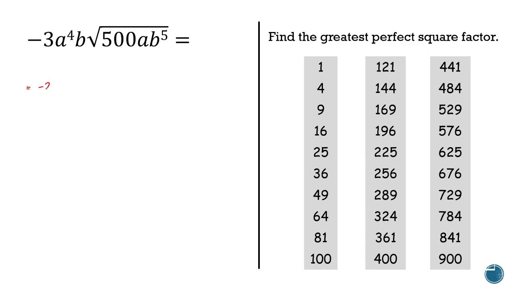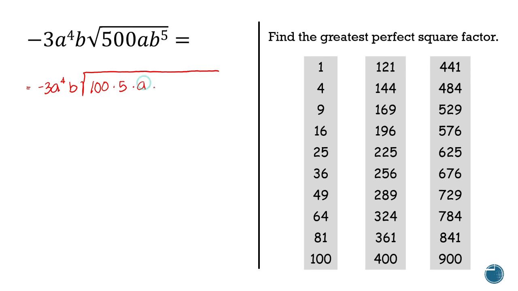Again, so this will be negative 3a raised to 4b, and then we need to factorize that 500. What is the highest perfect square factor of 500? The greatest perfect square factor of 500. What is that? Anyone? That's right. It's so obvious, right? It's 100. Okay? It's 100. So we can express that 500 as 100 times 5.